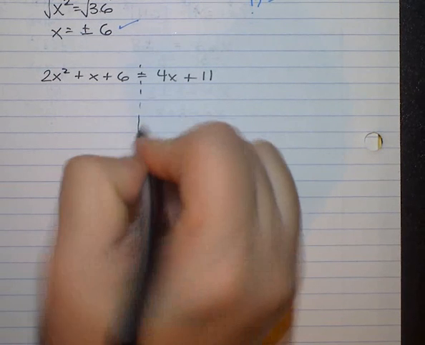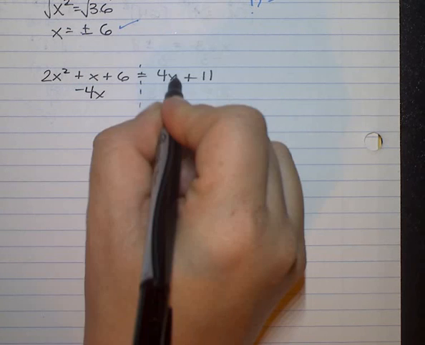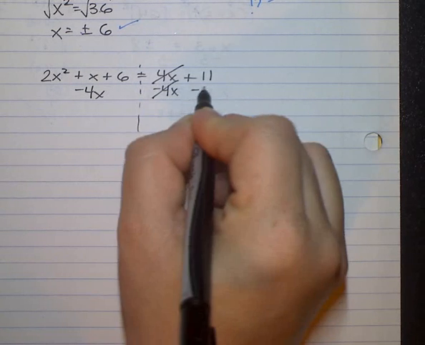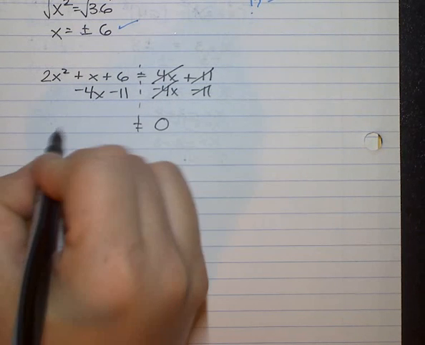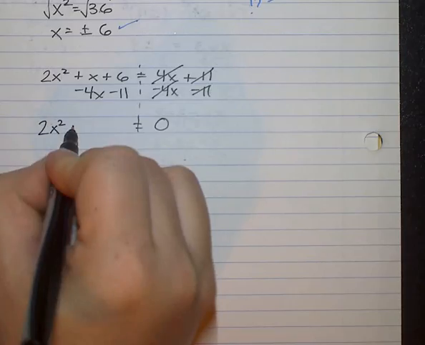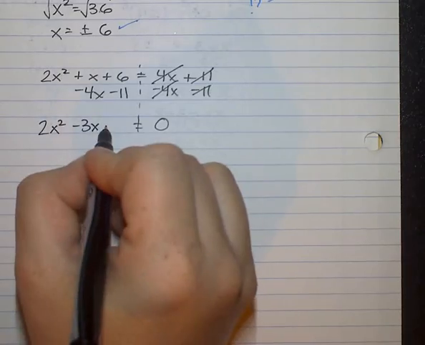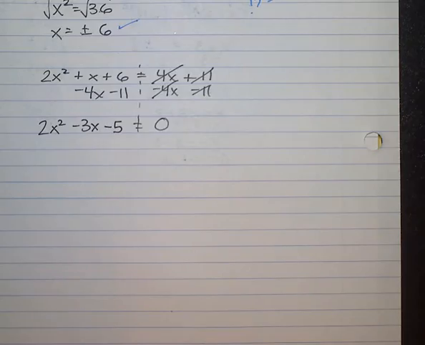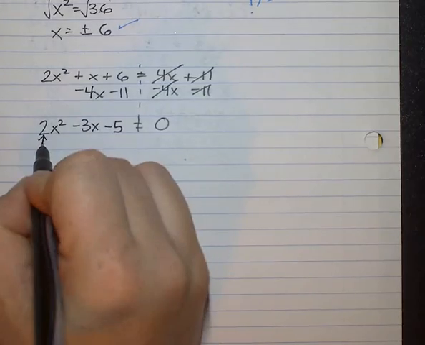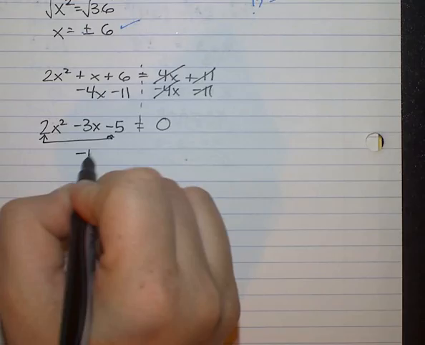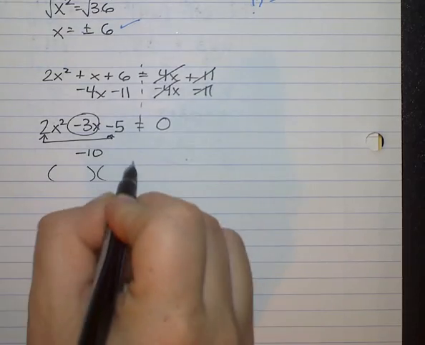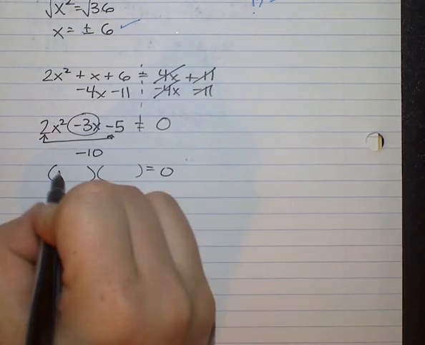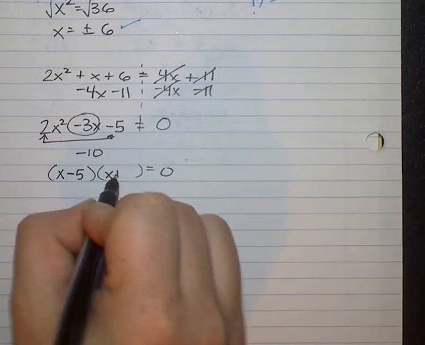So when I move the 4x over, it's going to become a negative 4x. And when I move the 11 over, it will become a negative 11. Nothing's left on the right-hand side. I'm going to combine like terms. 2x squared minus 3x minus 5. Thinking of numbers that multiply to equal negative 10 and combine to give you negative 3. x minus 5 and x plus 2.